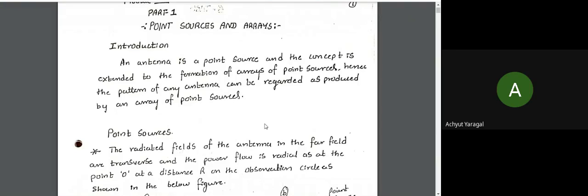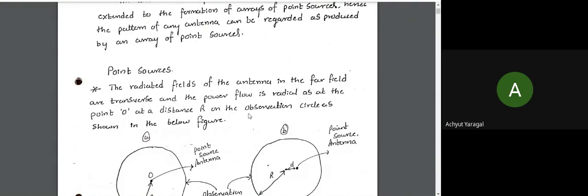What is the meaning of an array of point sources? A point source is a source, or radiator, or energy radiator, or antenna, which is very small in size. If such very small antennas are arranged in a linear fashion, or in the formation of an array, that pattern of an antenna can be regarded as an array of point sources.